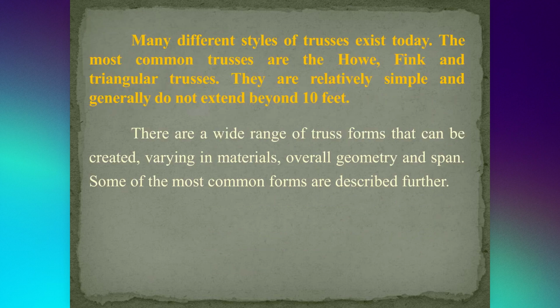Many different styles of trusses exist today. The most common trusses are the howe, king post, and triangular trusses. They are relatively simple and generally do not extend beyond 10 feet. There are a wide range of truss forms that can be created, varying in materials, overall geometry, and span. Some of the most common forms are described further.